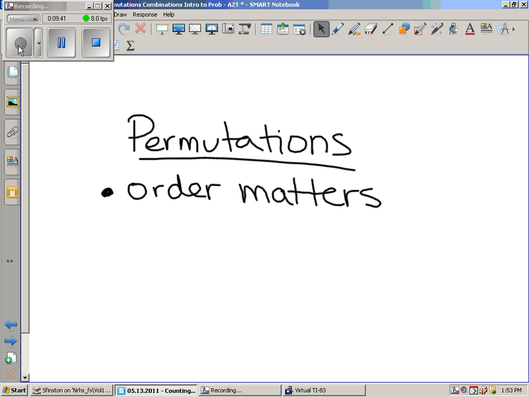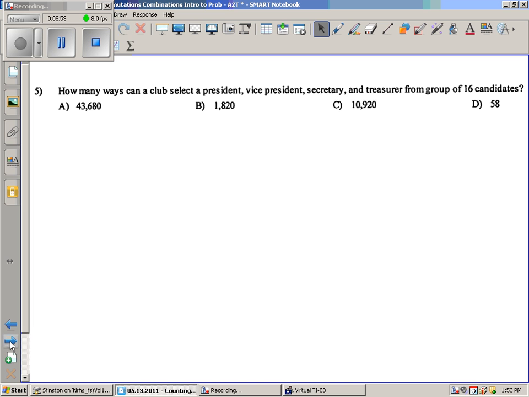But if you are running for president, selecting Malik president, Wayne vice president, Mungi treasurer is different than Mungi president, Wayne vice president, Malik treasurer. When order matters, president, vice president, and treasurer, permutations are used. Let's do this first problem. How many ways can a club select a president, vice president, secretary, and a treasurer from 16 candidates?